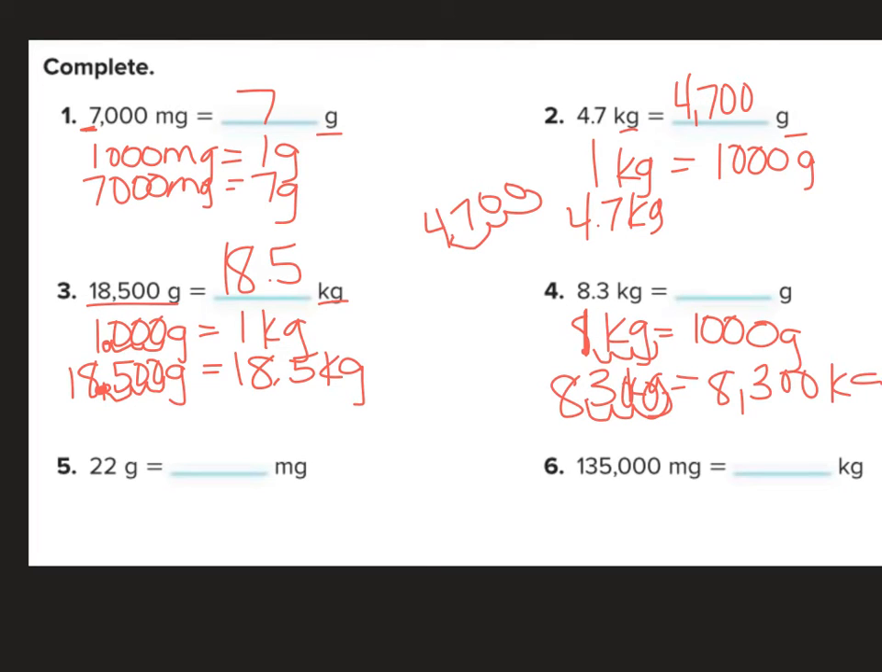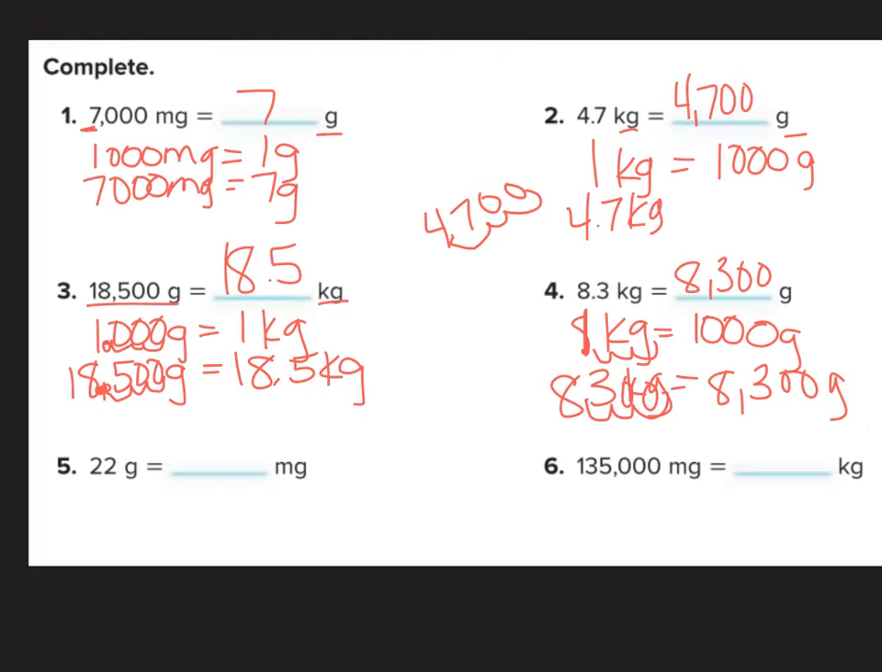8,300 kilograms. Oh, sorry, grams. I did the work right, just got the wrong unit there. 8,300 grams, right? 8.3 is about 8. If I do 8 times 1,000, I get 8,000. So 8,300 makes sense, right?